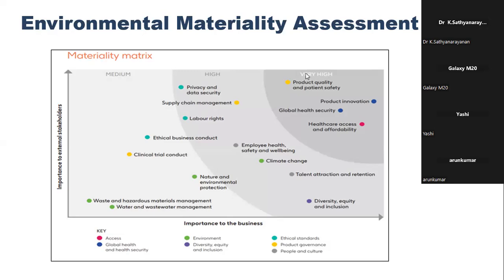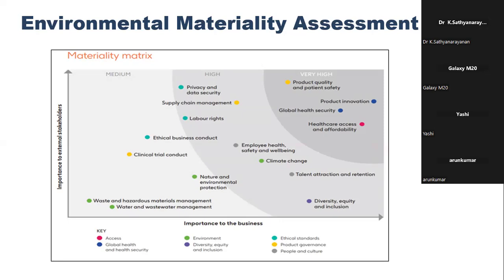What is EMA? You can see that there are an x-axis and a y-axis. The x-axis is talking about what is important to your business. The y-axis is what is important to your stakeholders. Stakeholders may be your interested parties with respect to your organization. So I have plotted the x-axis and y-axis, the interest of the stakeholders against what is more important to your business.